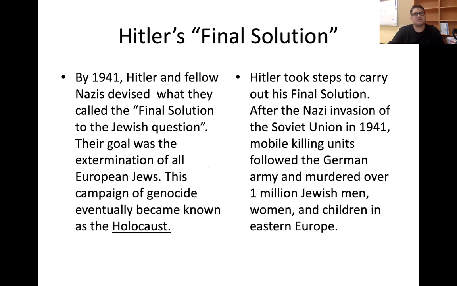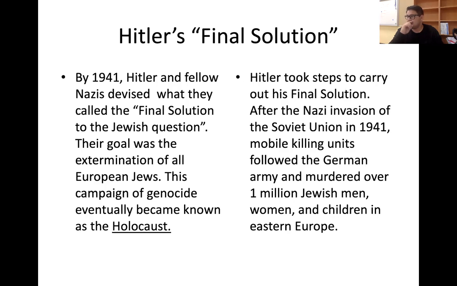So Hitler's final solution. By 1941, Hitler and fellow Nazis devised what they would call the final solution to the Jewish question. Their goal was the extermination of all European Jews. This campaign of genocide eventually became known as the Holocaust. Hitler took steps to carry out his final solution after the Nazi invasion of the Soviet Union in 1941. Mobile killing units followed the German army and murdered over 1 million Jewish men, women, and children in Eastern Europe.